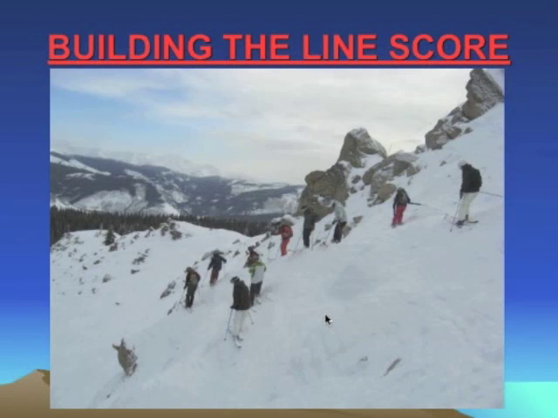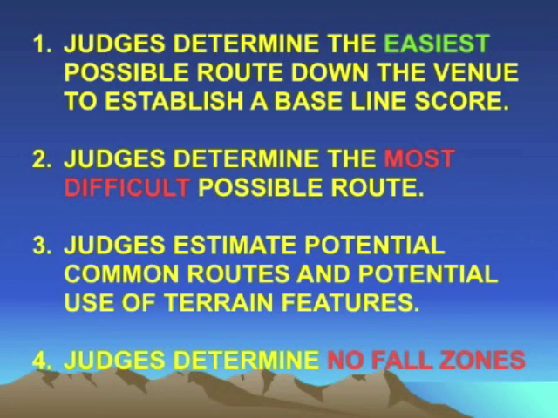All right, judges, let's cover how we build the line score. This is a whole other element to the game, which we've got to remember is the most important part. Building the line score means evaluating the venue. What we want to do from the start, as judges, is sit there, look at the venue, determine the easiest possible route down this venue, and establish a baseline score. Judges, you also want to determine the most difficult possible route. That gives you the range. And this is all subjective.